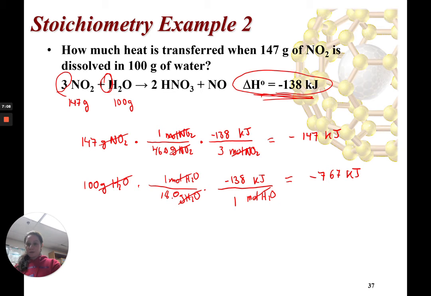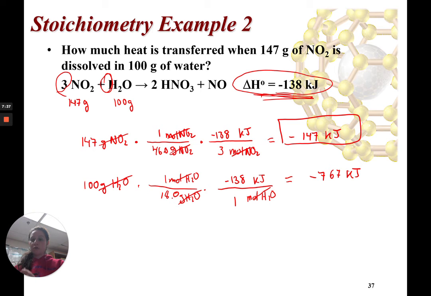So which answer is correct? How much heat is actually being transferred? Well, if I use all of the NO2, my heat release would be 147 kilojoules. If I use up all of the water, then the heat release would be 767 kilojoules. Remember that negative just means it's being released. And so which one is releasing less energy, is transferring less energy? It would be the NO2, this one.